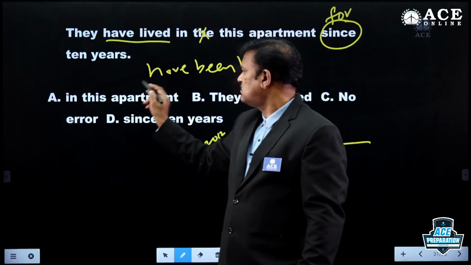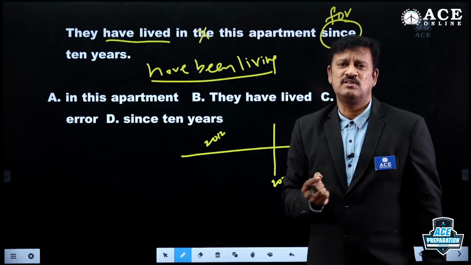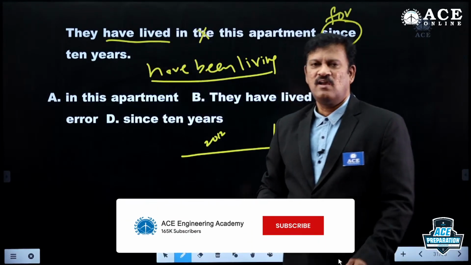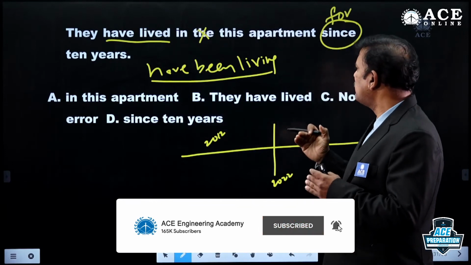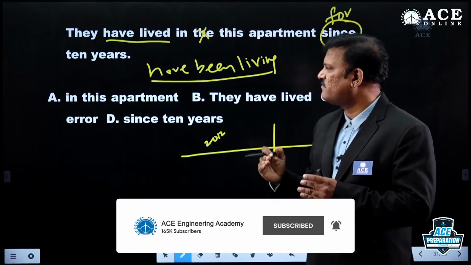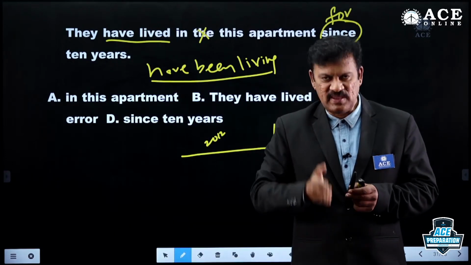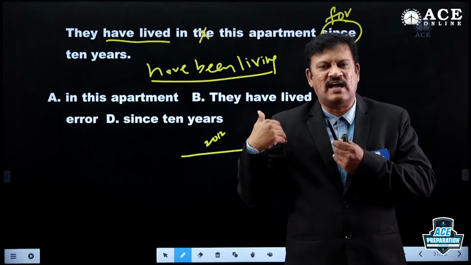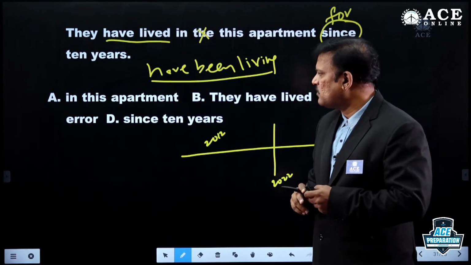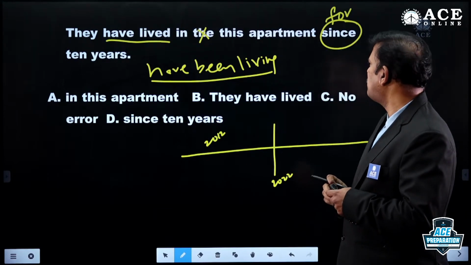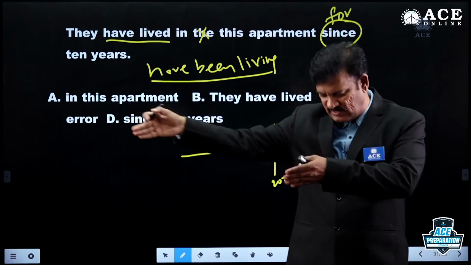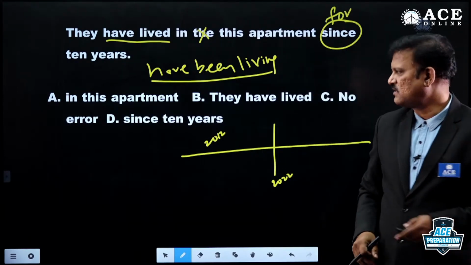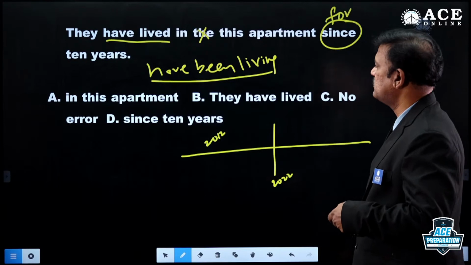This is also correct. Two options. But if I use this one, there's a slight difference. They have lived in this apartment for 10 years. Maybe up to this 10 years, after that, I am not living. It means I vacated that. Suppose if I say they have been living in this apartment for 10 years, means 10 years up to this point, I will still continue. That is the meaning, but no problem with both of these.